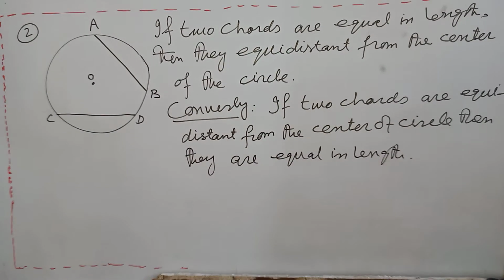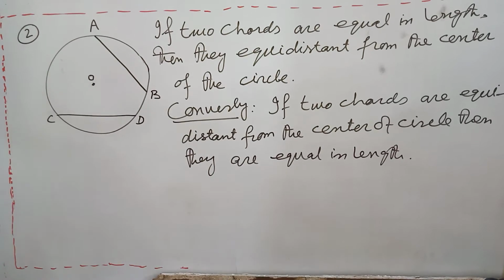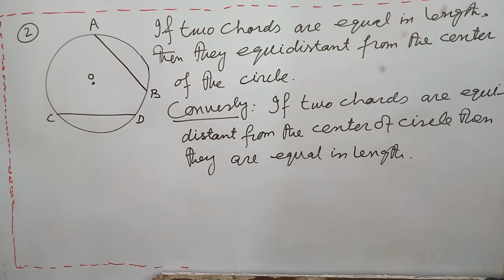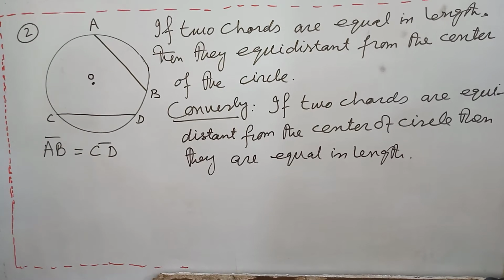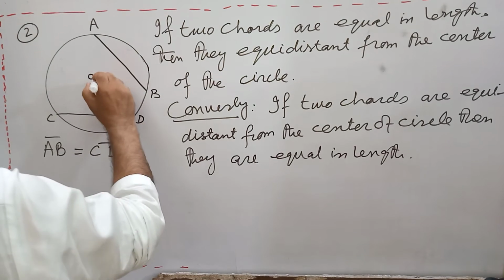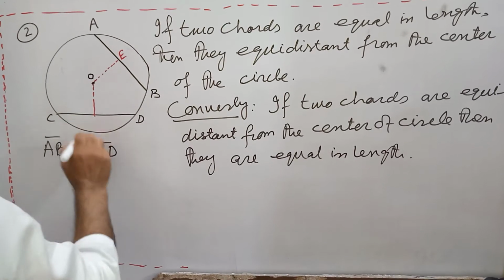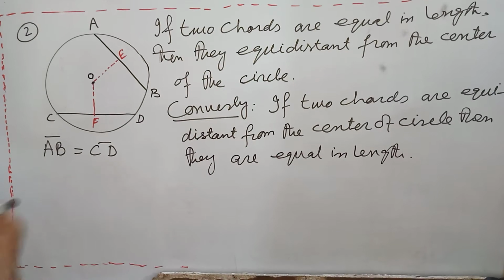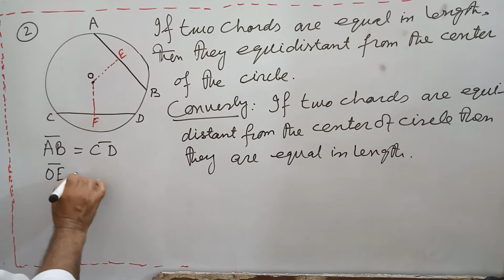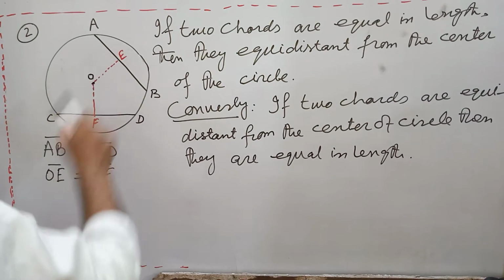This is the second property of the circle, and in the figure you can see that chord AB equals chord CD. So the statement is that if the chords are equal in length, meaning AB equals CD, then the distances OE and OF are equal: OE equals OF.